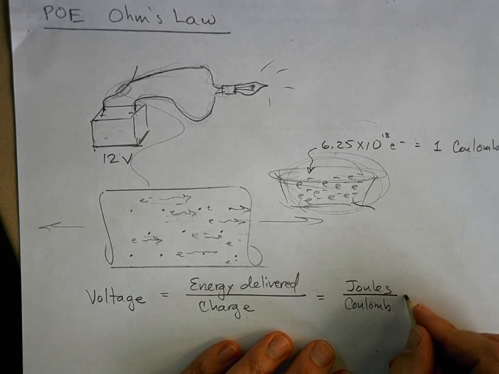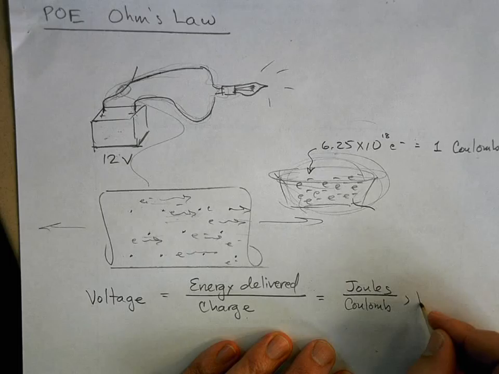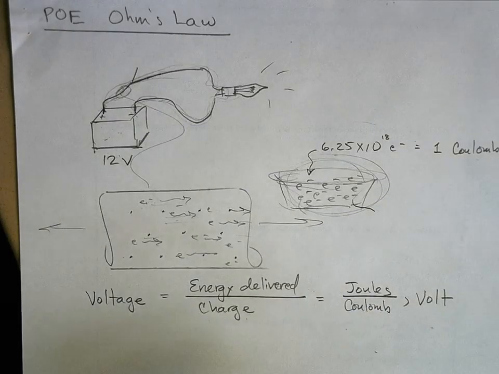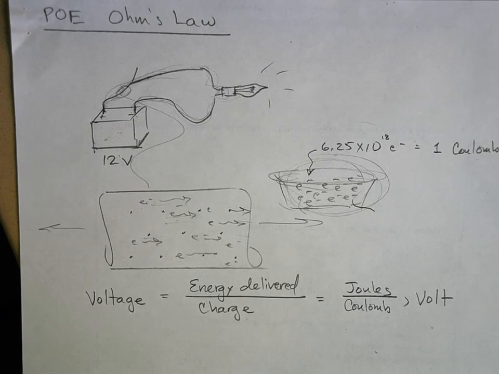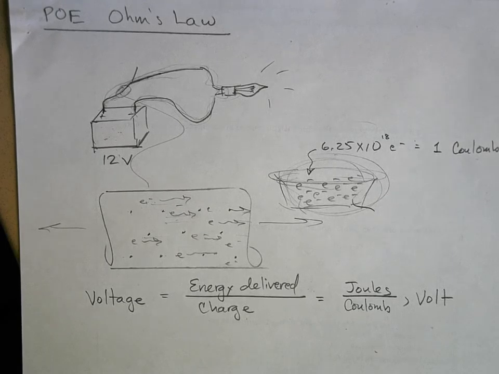We have a name for a joule per coulomb. It's called a volt. A volt. Named after Alessandro Volta, who kind of discovered all kinds of great stuff about electricity. And so they named it after him.